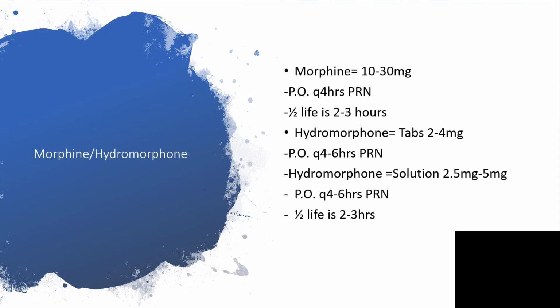Okay? Hydromorphone tabs, 2 to 4 milligrams. Please take note of that, 2 to 4 milligrams, unlike morphine, 10 to 30. So 2 to 4 milligrams per oral every 4 to 6 hours. And if it's hydromorphone solution, it's 2.5 milligrams to 5 milligrams every 4 to 6 hours as may be required. And the half-life of both is 2 to 3 hours.